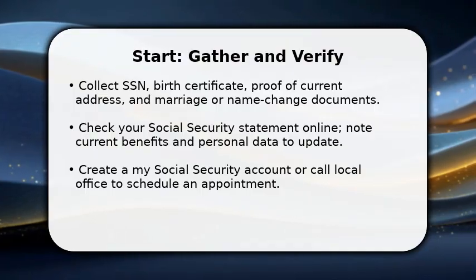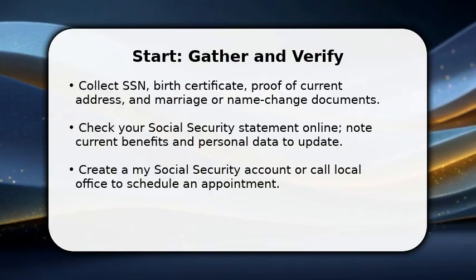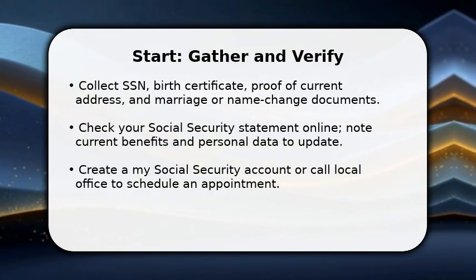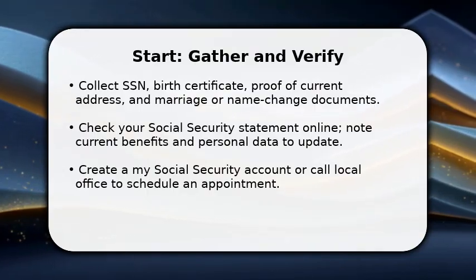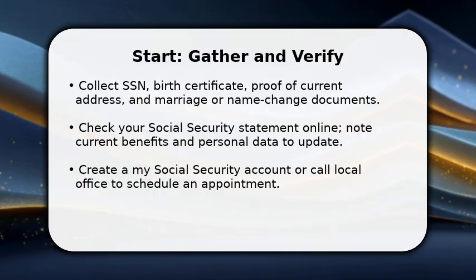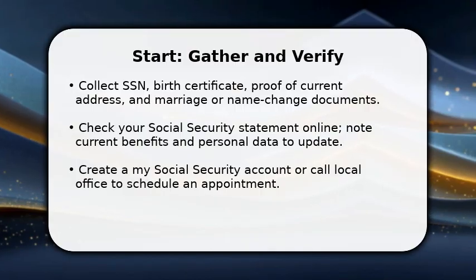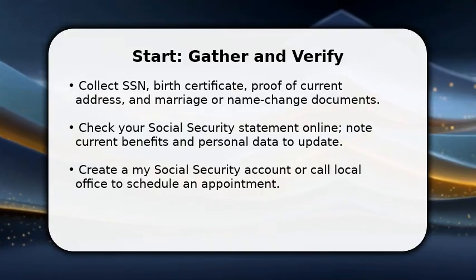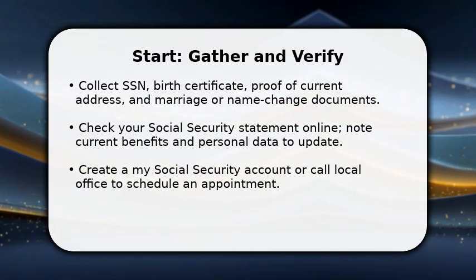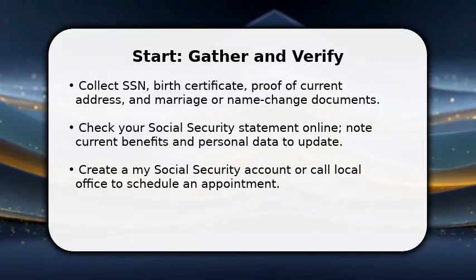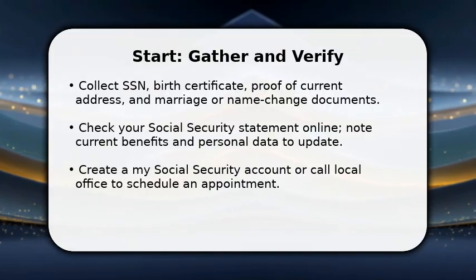You begin by gathering the essential documents so you can act now: Social Security Card, or SSN, birth certificate, proof of address, and any marriage or name change paperwork. Once those are together, log into your My Social Security account or call the local office to confirm your identity and appointment. This step speeds the process and prevents rework. Make sure photos are clear and names match exactly because discrepancies cause delays.